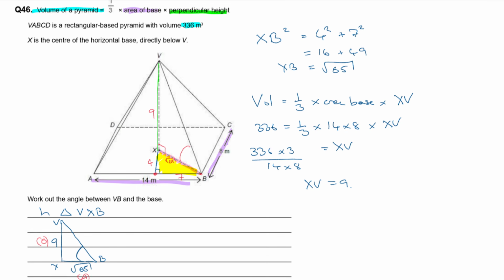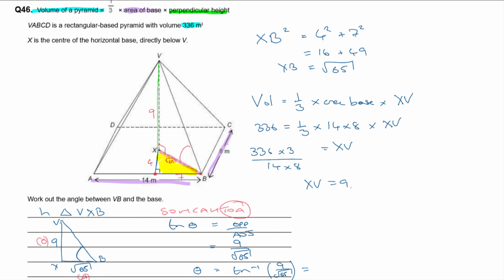So think about our rules for trigonometry, SOHCAHTOA. Which one is about the opposite and the adjacent? It's this one here, the tangent, isn't it? So tan theta is equal to opposite over adjacent. So in this case, it's going to be the opposite, which is 9, divided by the adjacent, which is root 65. So then theta, the angle, is going to be the inverse tangent of that fraction, 9 over root 65, whatever that is.